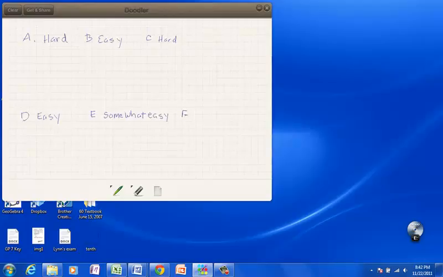And F, same thing with F. Many students will think they have an answer, but only some of those answers will work. So this is somewhat easy.